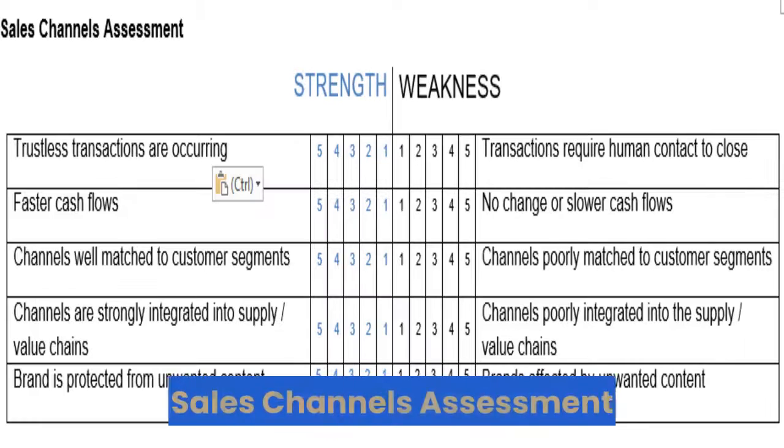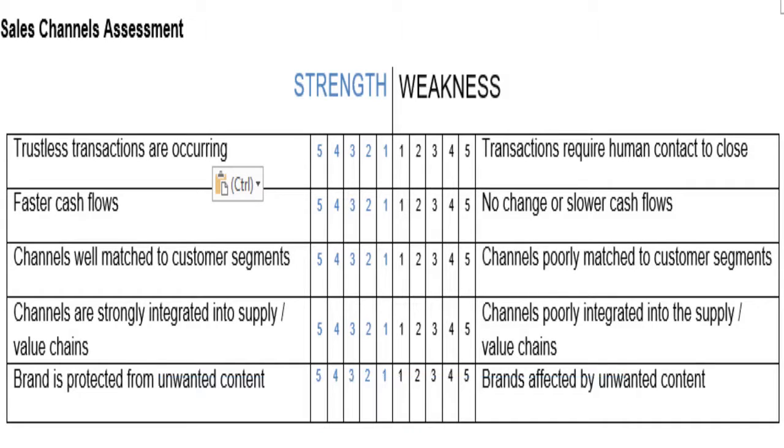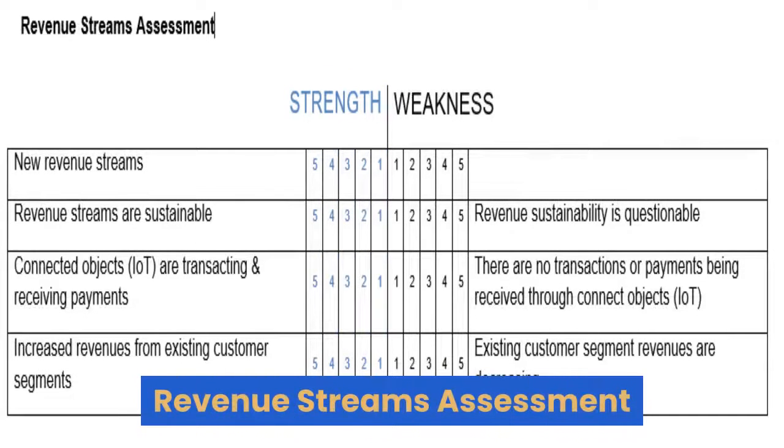Sales channel assessment. Trustless transactions are occurring versus transactions require human contact to close. Faster cash flows versus no change or slower cash flows. Channels well matched to customer segments versus channels poorly matched to customer segments. Channels are strongly integrated into the supply value chain versus channels poorly integrated into the supply value chains. Brand is protected from unwanted content versus brand affected by unwanted content.